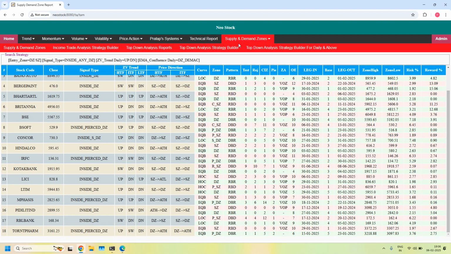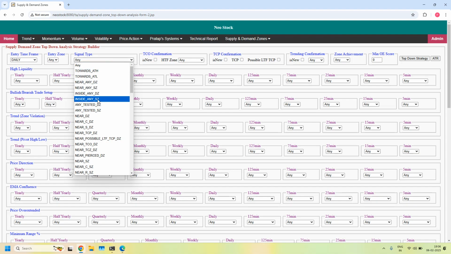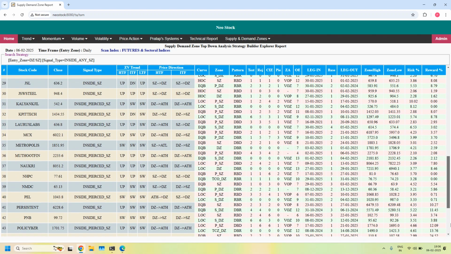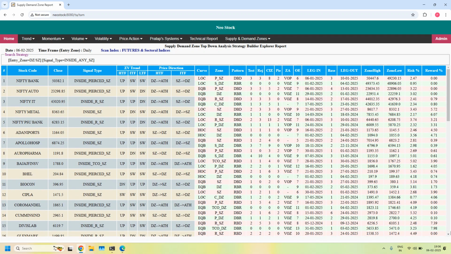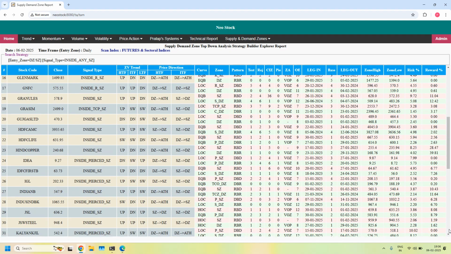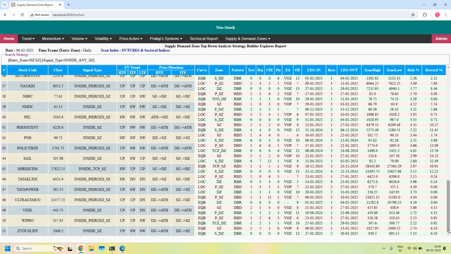Okay, next, daily time frame. Price closed inside the daily supply zone. 51 stocks are filtered. Nifty Bank is inside the daily supply zone, but it is a pierced supply zone. Okay, I'm scrolling the list down. So total 51 stocks are filtered.